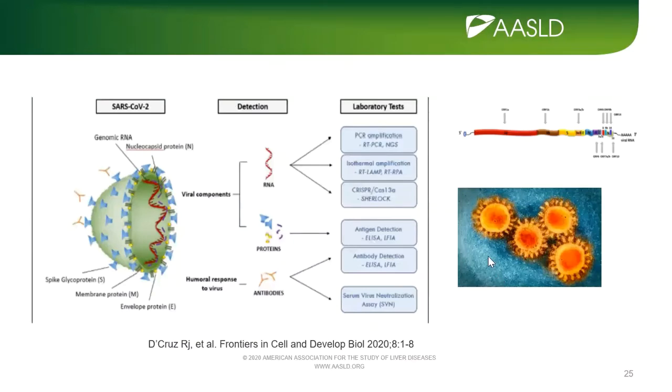This slide highlights a schema of the SARS-CoV-2 virus. There are multiple areas that we could test for. We could test for RNA, proteins, or antibodies. RNA, we can test with various PCR-based tests. Viral proteins, or antigen testing, and then, of course, antibody testing.